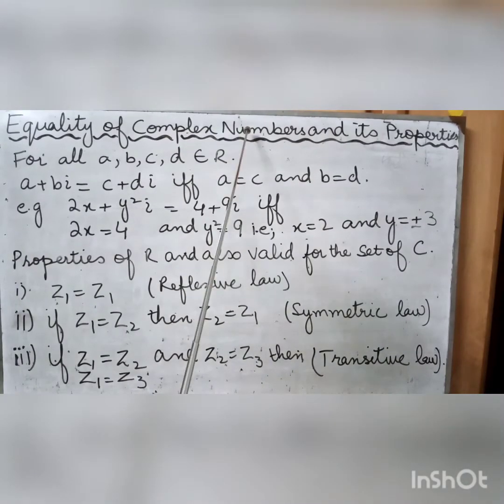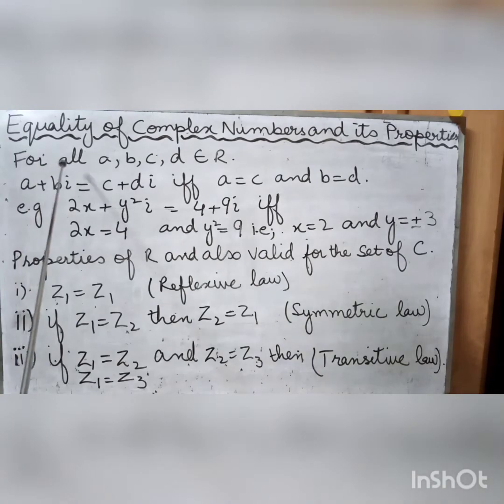Equality of complex numbers and its properties. For all a, b, c and d belonging to real numbers, a plus b iota is equal to c plus d iota if and only if a is equal to c, b is equal to d. For example, 2x plus y square iota is equal to 4 plus 9 iota if and only if 2x is equal to 4 and y square is equal to 9. That is, x is equal to 2 and y is equal to plus minus 3.